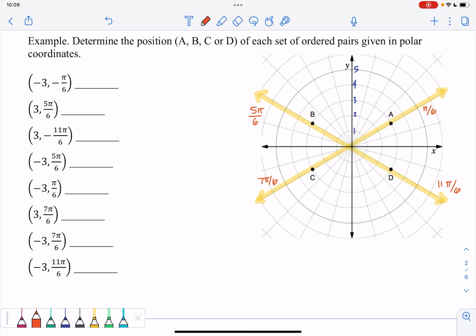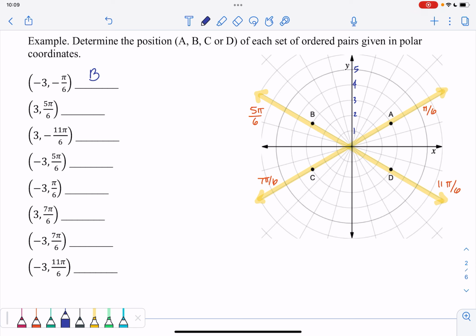Okay, so let's take a look at -3, pi over 6, which is the first point. Where is that? Well, I can just graph it. -pi over 6, I know, would be going down into quadrant 4. But then -3 says don't go on this ray down here in quadrant 4. Back up, go back up and land at point B. So this is going to be point B.